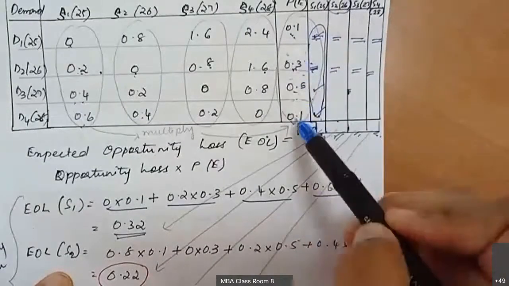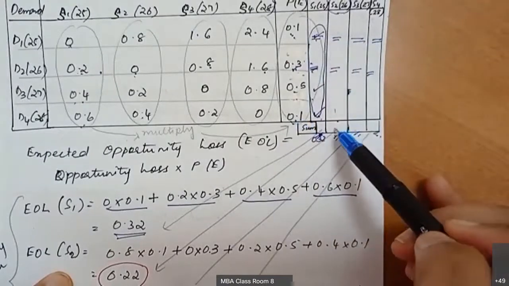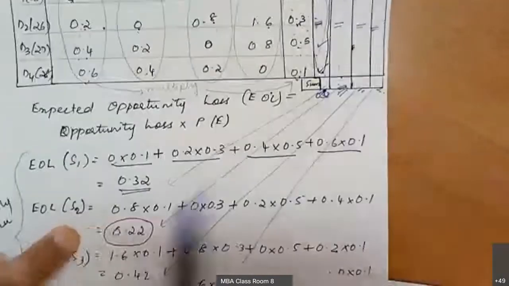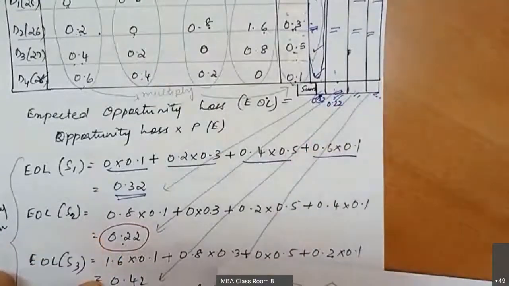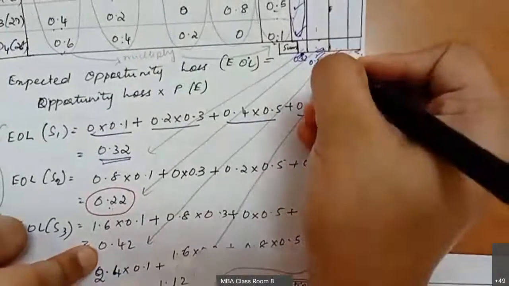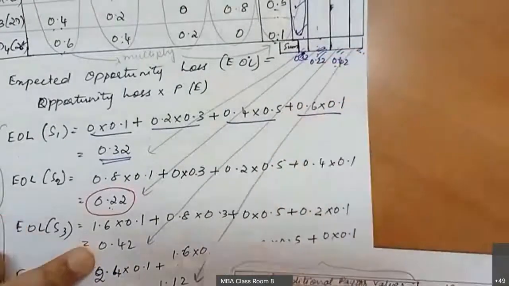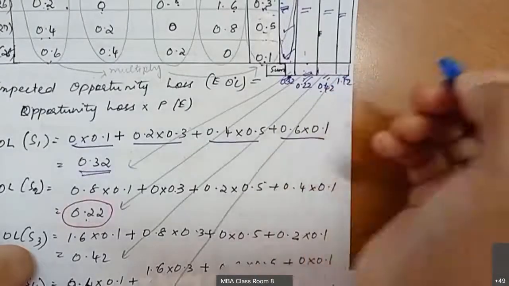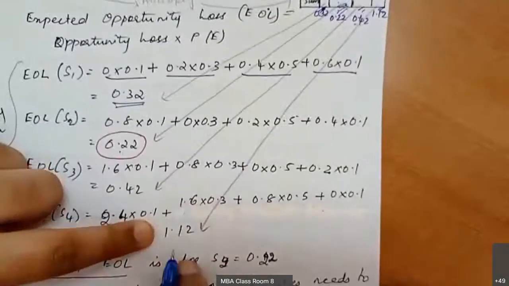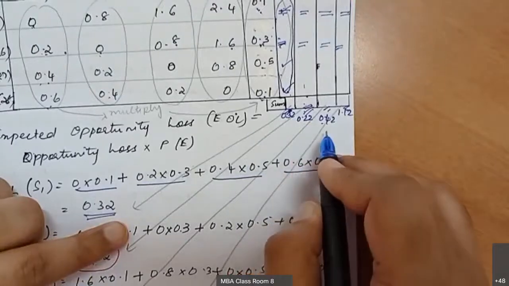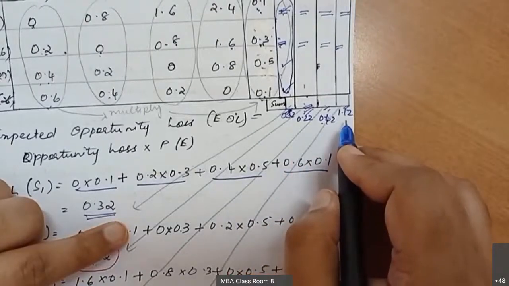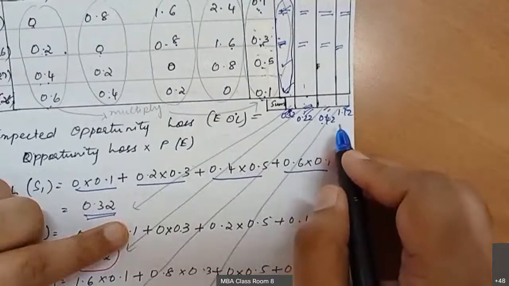You will get the value that is to come over here. I have got it as 0.22, and over here this is 0.42, and over here I have 1.12. In this, which is the least value? First one is 0.32, then you have 0.22, then you have 0.42, and then we have 1.12.